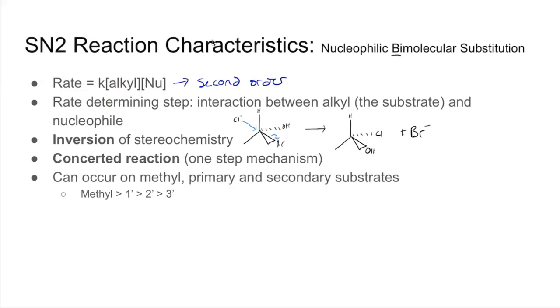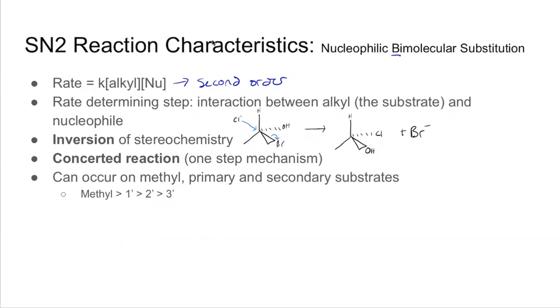So basically, when that nucleophile comes in and attacks the molecule and kicks off the leaving group, that's the rate determining step. In terms of stereochemistry, you'll want to keep in mind that SN2 reactions have an inversion of stereochemistry.